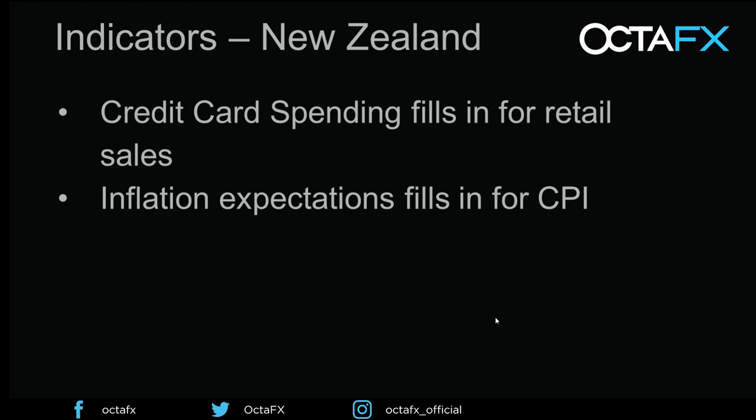And we also have another figure related to inflation. It is an official figure that comes out from the Reserve Bank of New Zealand, called inflation expectations. It also fills in for CPI. So we have 2 inflation indicators in New Zealand, or 3, of course: producer prices, consumer prices, and inflation expectations. Inflation expectations is also quarterly, but at least it is another indicator released separately, and provides more information.